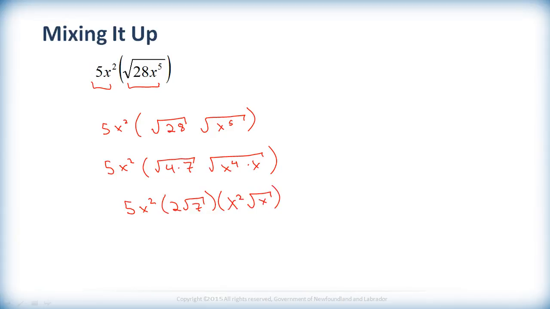And then we just stick it all back together, keeping the whole number bits together and the radicand bits together. So I've got to put a 5x squared, a 2, and an x squared together. It's going to make 10, and then x to the power 4 when I add those exponents, and then a square root of 7x. And that's how you do it, even when it's complicated. Break it down into smaller things that you already know.